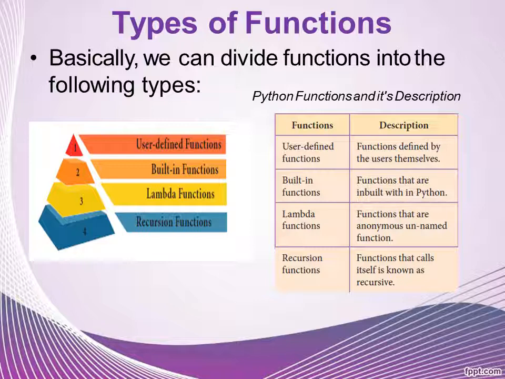So here we have the 2 marks question as well as the 1 mark question. The 1 mark question will be asked: how many types of functions are in Python? That is 4 types of functions: user defined, built-in function, lambda function and recursive functions.